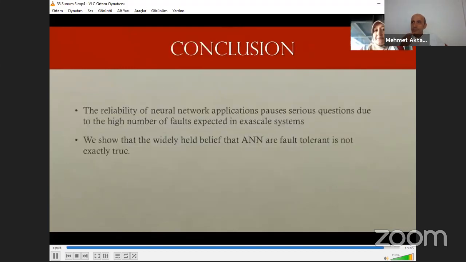As a conclusion, we show that the reliability of neural network applications poses a serious question due to the high number of faults expected in exascale systems, meaning the future of HPC systems. And we show that the widely held belief that ANNs are fault tolerant is not exactly true. Thanks for listening, and I'm waiting for the questions.